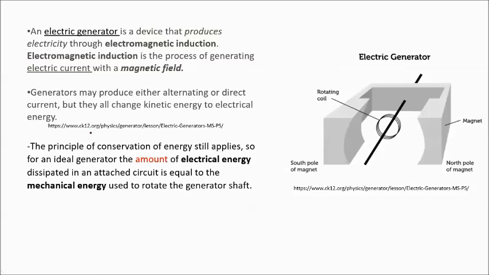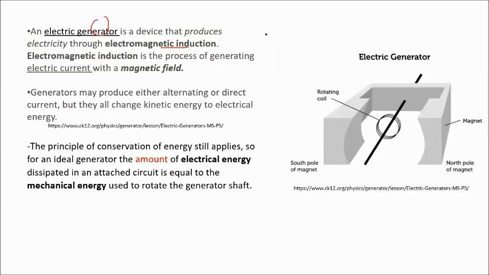So, an electric generator is a device that produces electricity. Kaya tinatawag siyang generator of electricity, through electromagnetic induction. Electromagnetic induction is the process of generating electric current in a magnetic field.